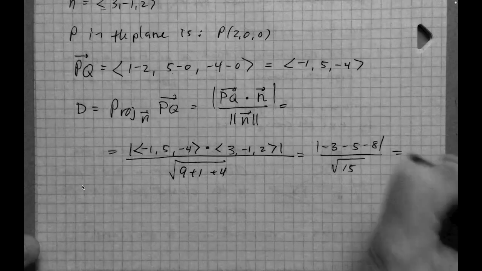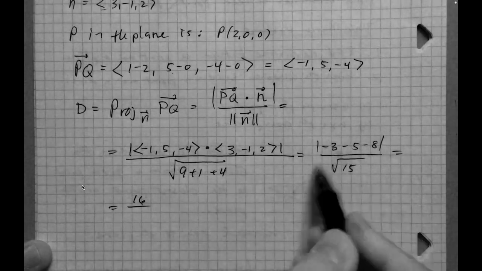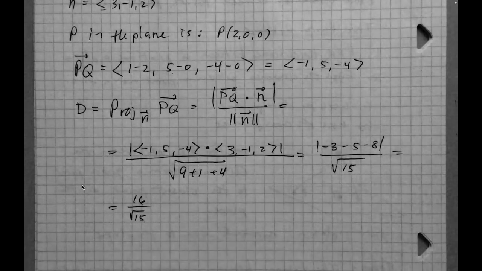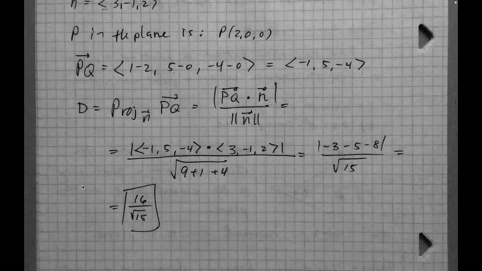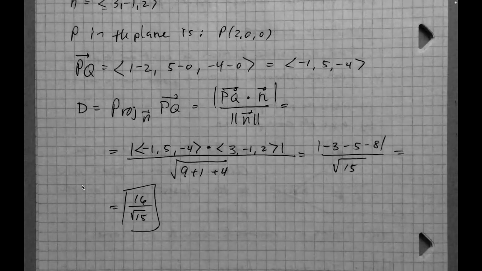And so what do we get here? We get negative 16, so we take the absolute value, 16, divided by the square root of 15. Very good. And so that's the distance. Obviously you can run that through a calculator to figure out the decimal approximation of that number, but that's the distance.